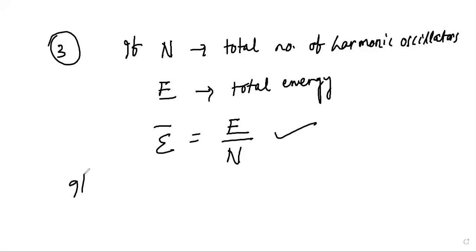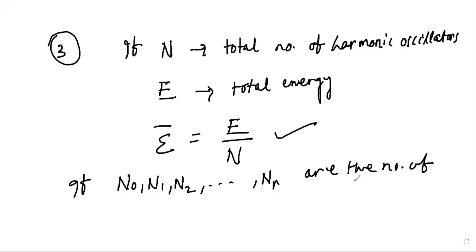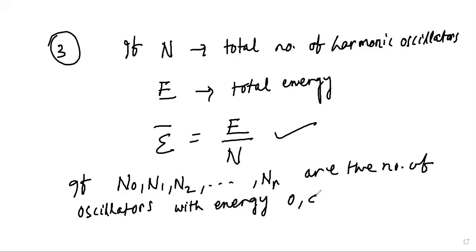And if I take n0, n1, n2, up to nr, suppose these are the number of oscillators with energy values 0, E, 2E, 3E, and so on up to rE, respectively. When I said respectively, what does that mean?